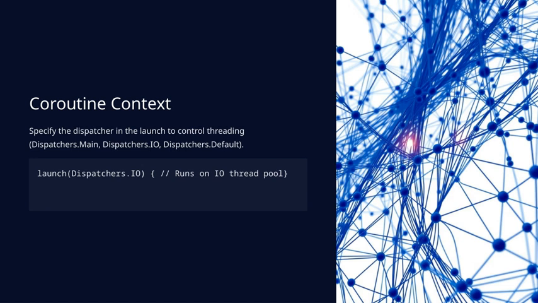For instance, if you write launch(Dispatchers.IO), that coroutine will run on the I/O thread pool, which is ideal for network or database operations. This way, you keep your UI responsive and avoid blocking the main thread. Understanding how to specify the dispatcher is key to managing threading effectively in your coroutines. It ties directly into the overall theme of controlling concurrency and optimizing performance in your app.